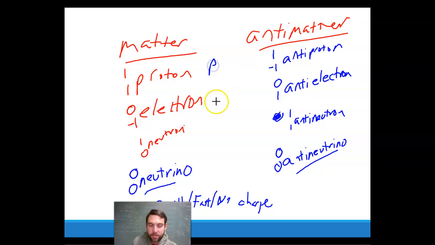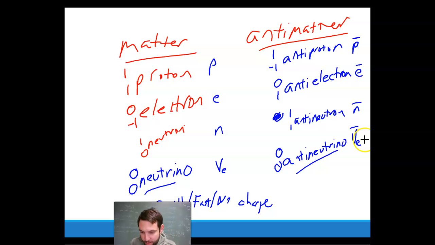So for protons, we use the symbol P. For electrons, we usually use the symbol E. And for neutrons, we use N. Neutrino, we use ν sub e, electron neutrino. If it's an anti-particle, then it would be a P with a line over it. If it's an anti-electron, then it would be an E with a line over it, neutron, N with a line over it. Guess what an antineutrino is? ν sub e with a line over it. Some context going forward.